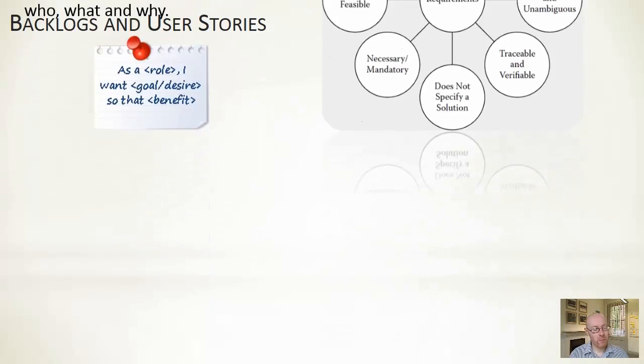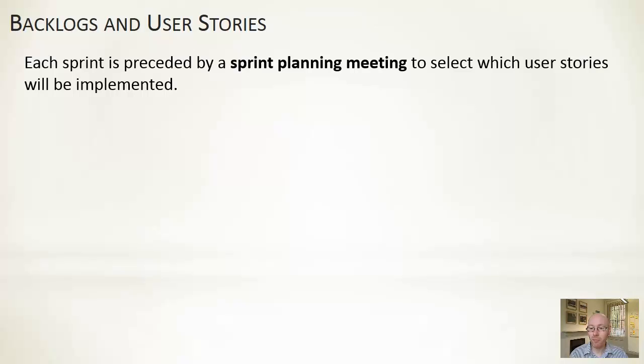Now, we've mentioned that within Scrum, we split up our development time into a number of sprints, 1 to 4 weeks in duration. And each sprint, before it starts, is preceded by a sprint planning meeting. This will go through the product backlog, the big list of requirements, and select which user stories are going to be implemented within that particular sprint, over the next, for example, 2 weeks. And it gives you your sprint backlog.